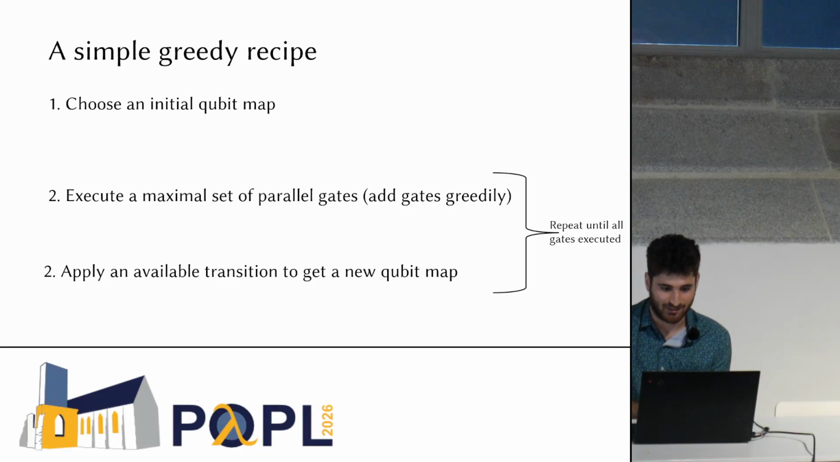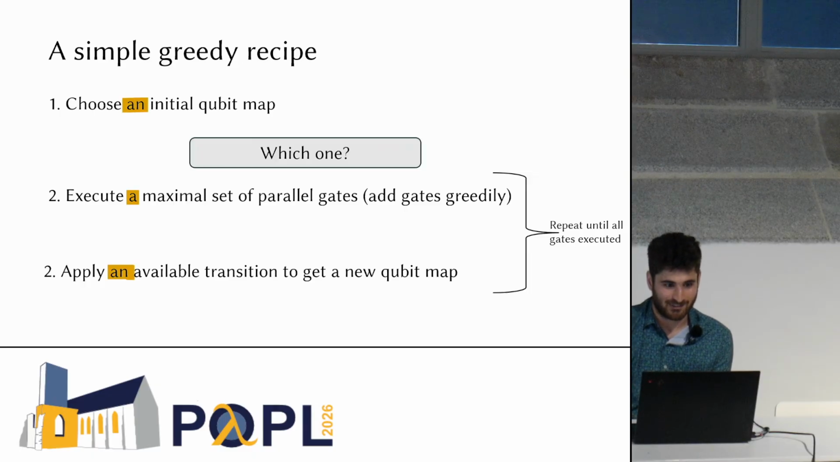But the interesting thing about this algorithm, as I've specified it so far, is that there are a lot of these indefinite articles. There's points where we have choices to make. And so the interesting part of this algorithm is deciding which of these choices to make.